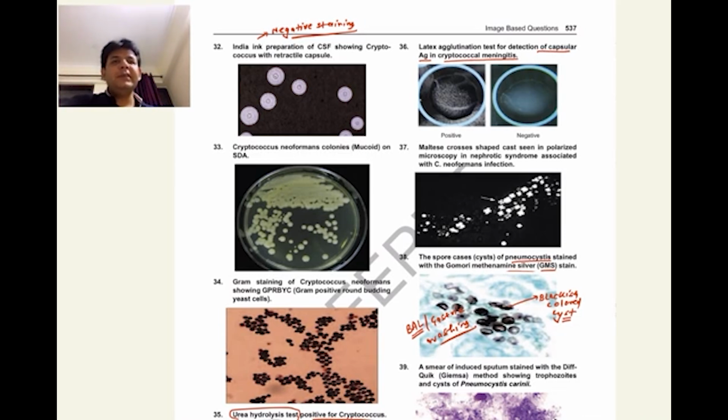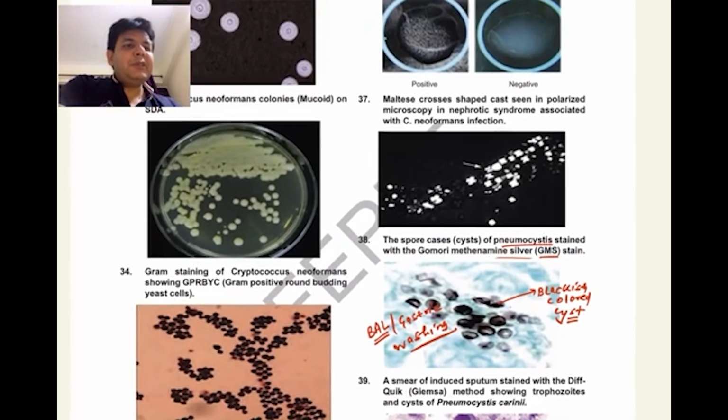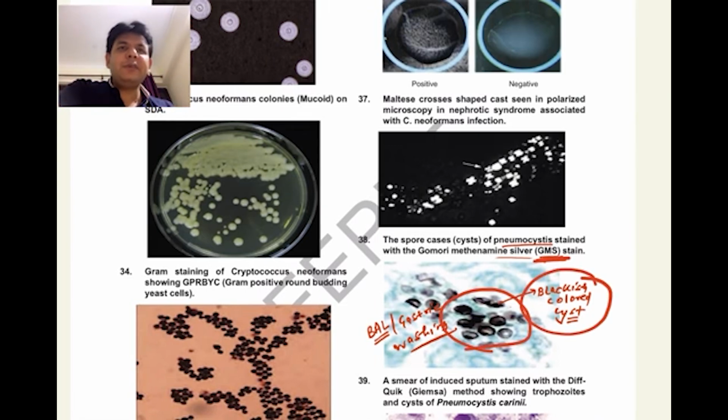So guys, this is the initial test, but the confirmation is obviously by what? Latex agglutination test for the capsular antigen in cryptococcal meningitis. This also needs focus. And on the colony front, they both look the same. You can't distinguish between them. And regarding Pneumocystis jirovecii, you go for this particular staining, the GMS. That is, you take a sample by bronchoalveolar lavage, and you go for this particular staining, and you can see the blackish colored cyst which is observed in this particular one.